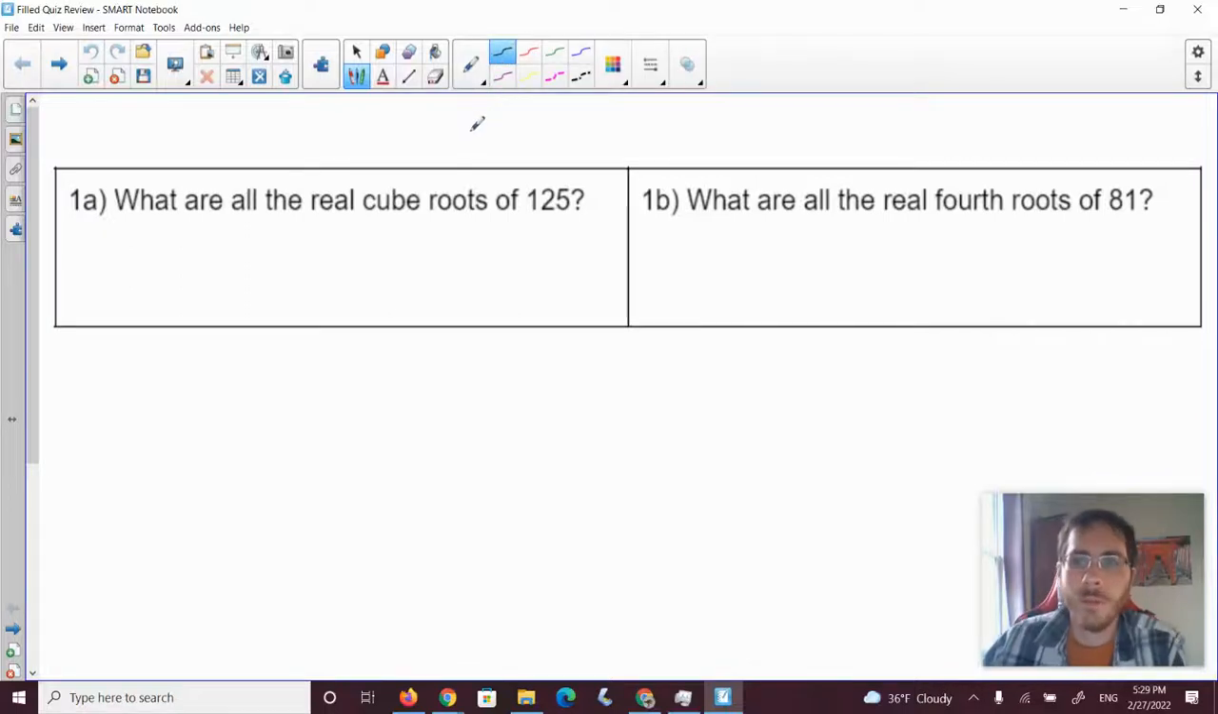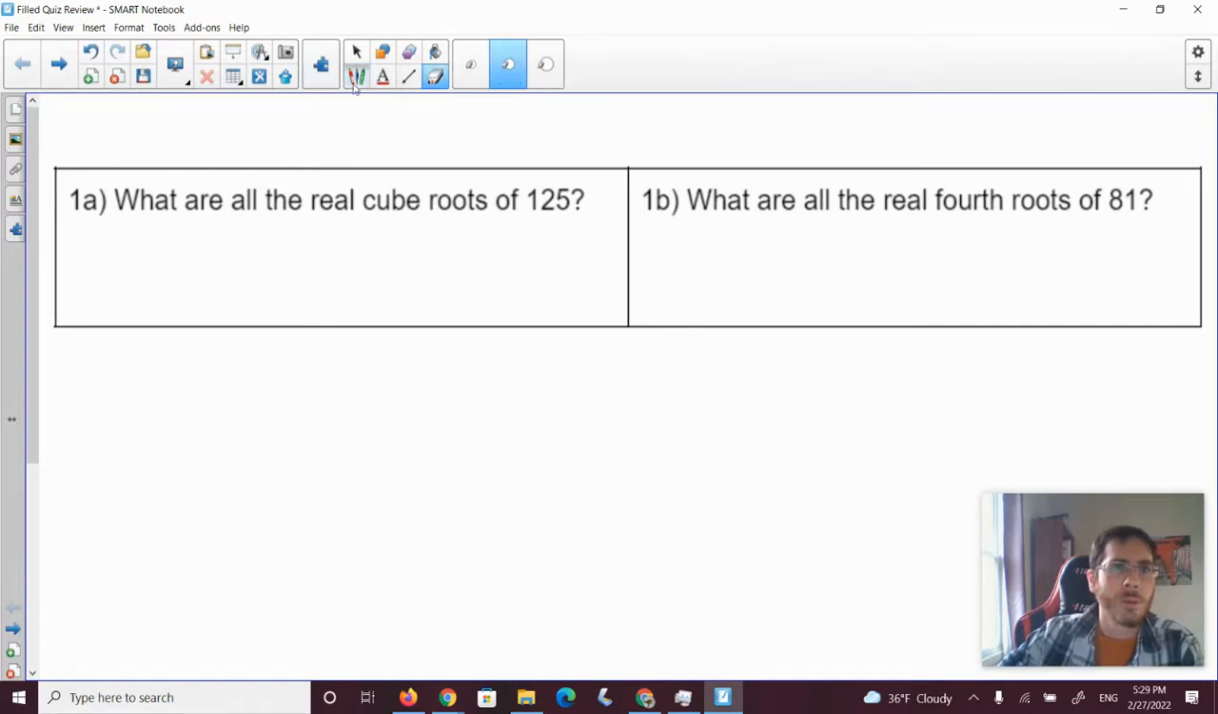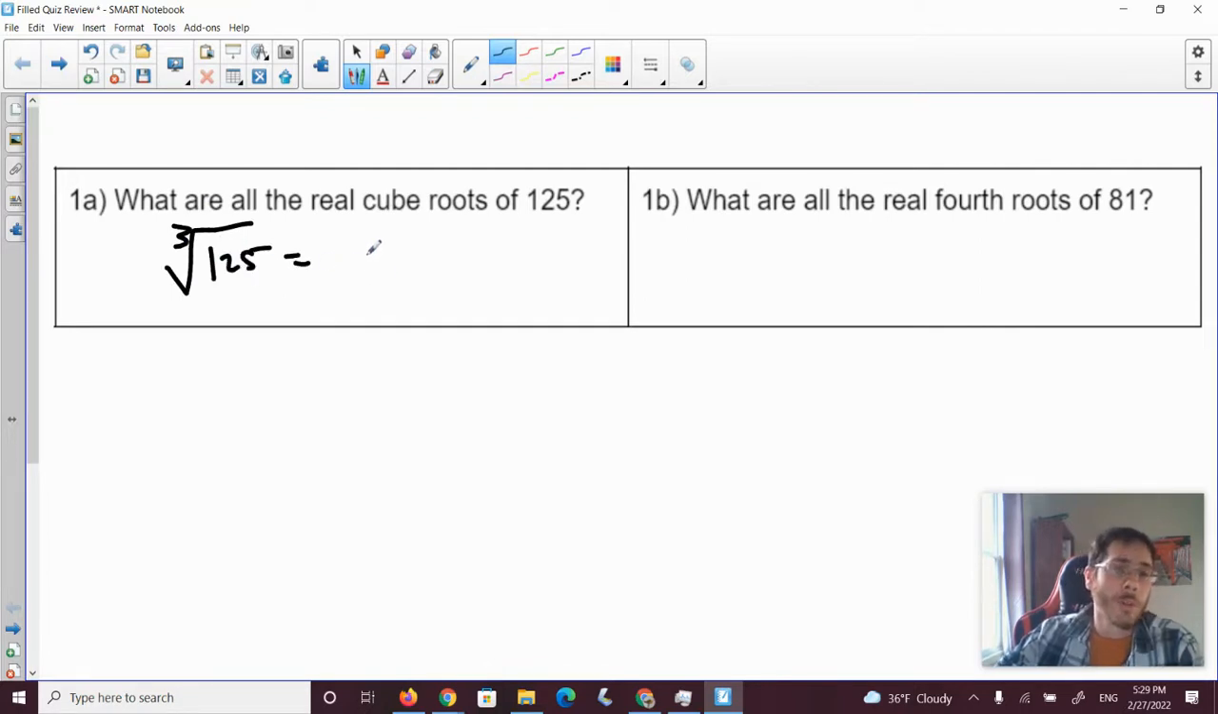All right, this is a video for the quiz for Unit 5. So the first question says, what are all the real cube roots of 125? So we want to write that as the cube roots of 125. If you know this one, you can just write it down. The answer is just 5.